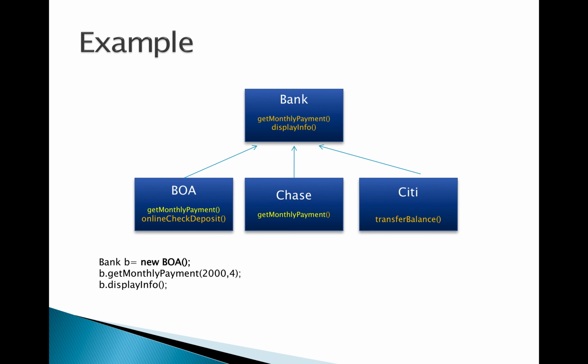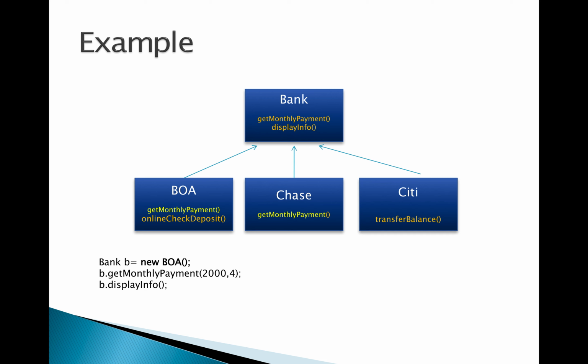So instead of BOA b equals new BOA, here we say Bank b equals new BOA. The difference here is that instead of assigning the same class object, the reference is going to be the Bank's reference, which is the superclass reference. Now the superclass reference is pointing to the subclass object. The object is still a Bank of America object, but the reference is Bank's reference. So I can always have a superclass reference point to a subclass object. This is actually called runtime polymorphism.